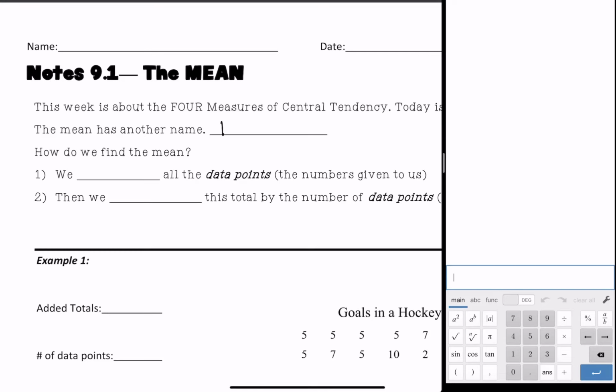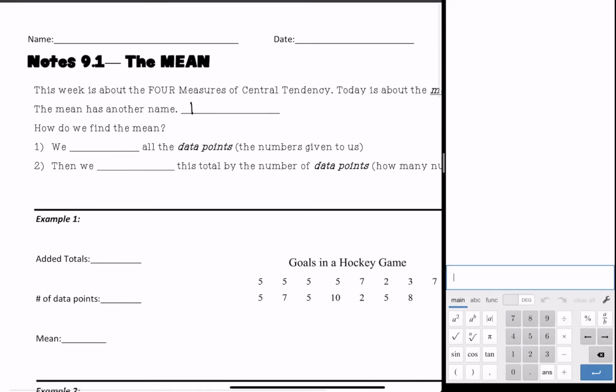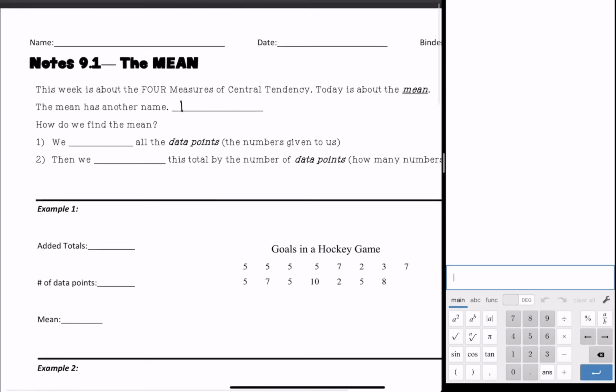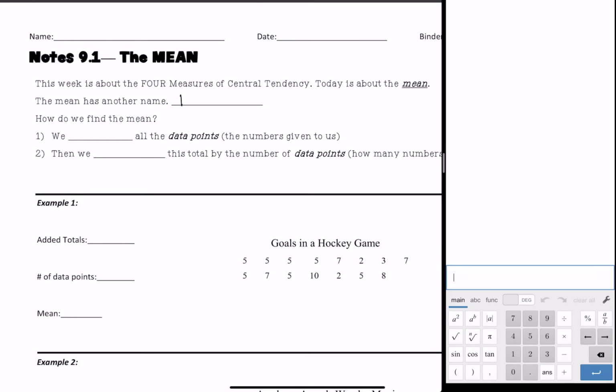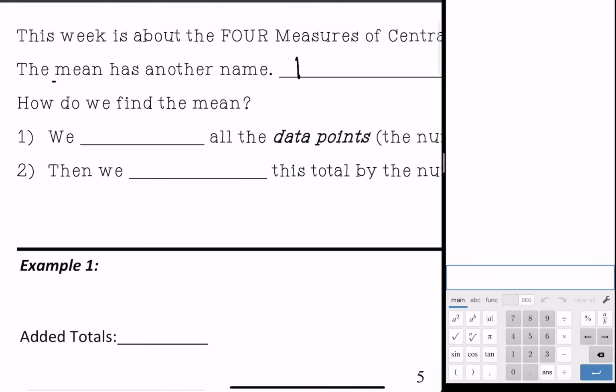All right, so this week is about the 4 measures of central tendency, and today is about the mean. Today you are going to most definitely need a calculator, so please make sure that you have one. Now the mean has another name, right? That's the word we're working on today, and that name is the average.